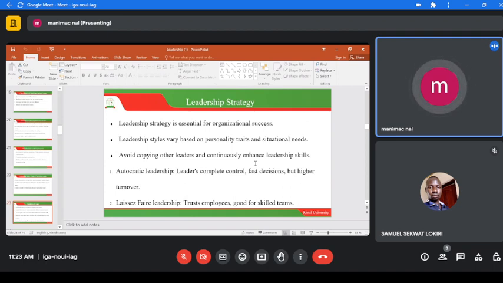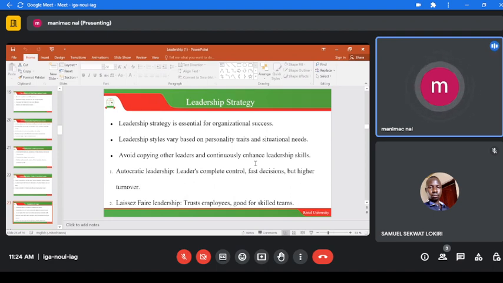Number one, we have the autocratic leadership. In autocratic leadership, we expect a leader to have complete control and fast decisions, but at a higher turnover. In terms of authority, we expect that you must have complete control and make fast decisions, but at a higher turnover. So if you are a leader, you use that kind of strategy where you can have complete control and also speed up decision making.